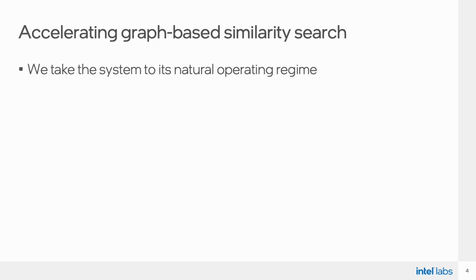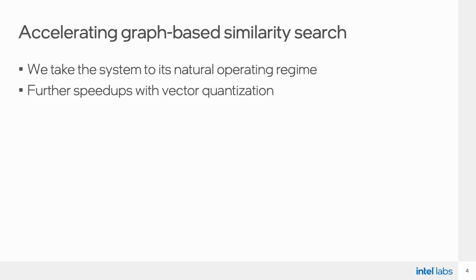In this work, we started by taking graph-based indices to their natural memory bottleneck regime. We'll go over the key ingredients of this optimization later in the video. With these optimizations, we took the system to its natural memory bound regime. But is this the best performance we can hope for? As mentioned, graph algorithms are great for accessing a small number of vectors, in the order of only 5,000 vectors for datasets with 1 billion vectors.